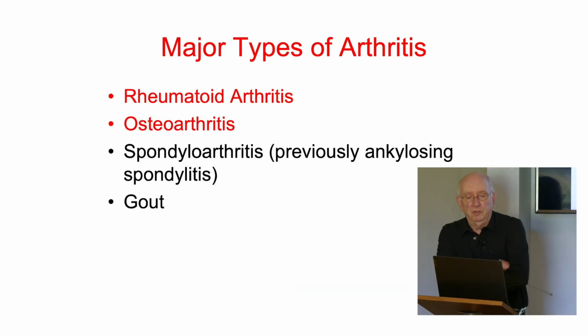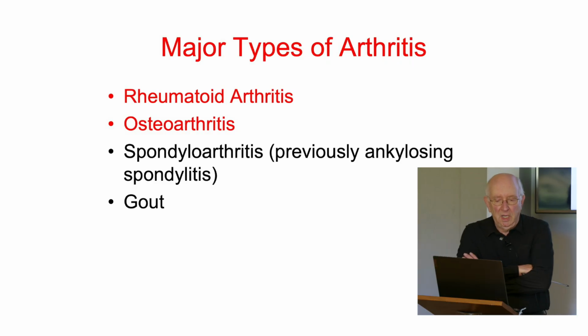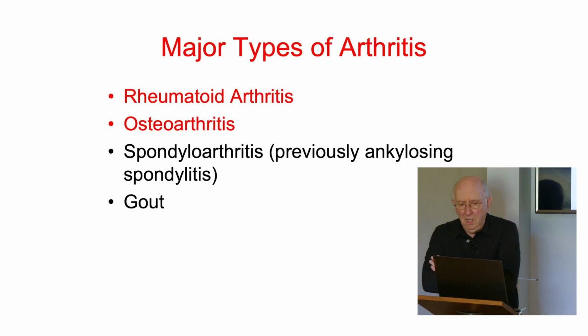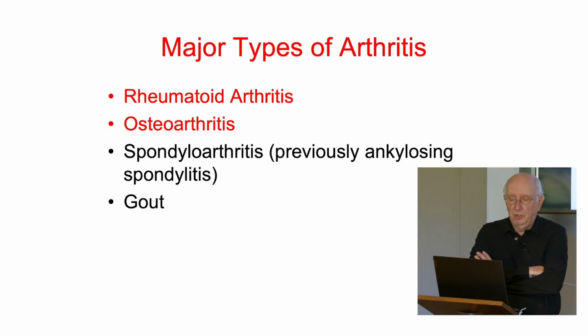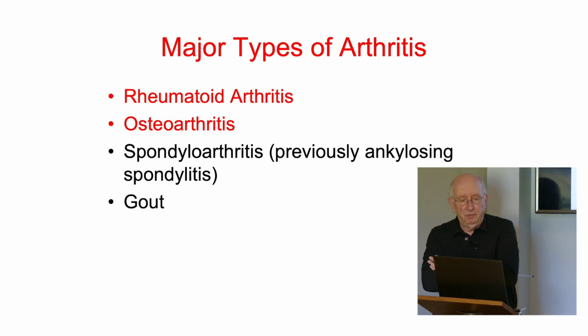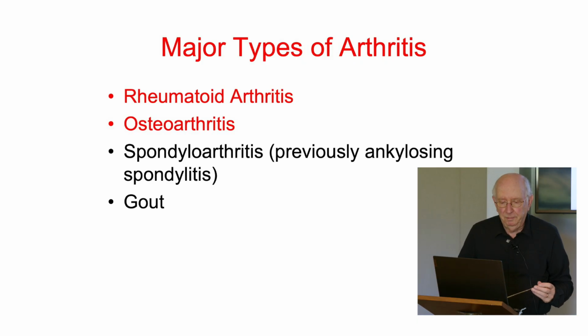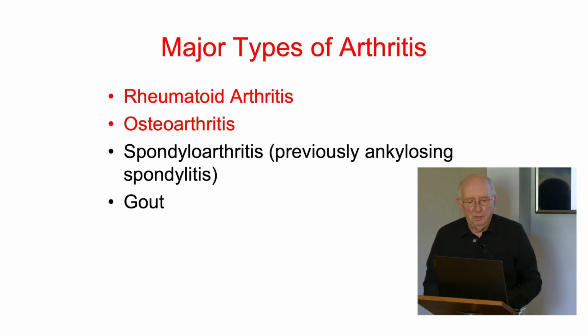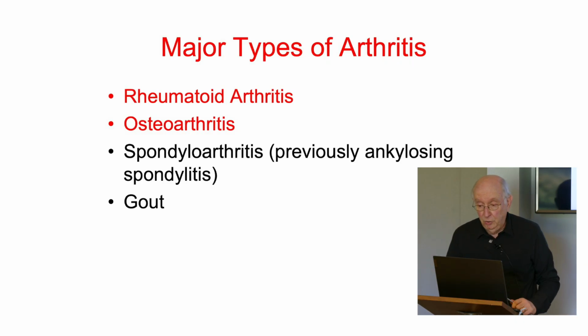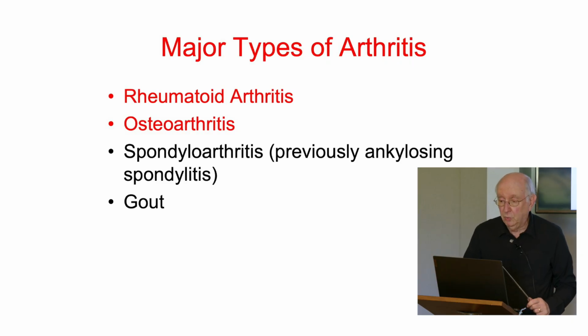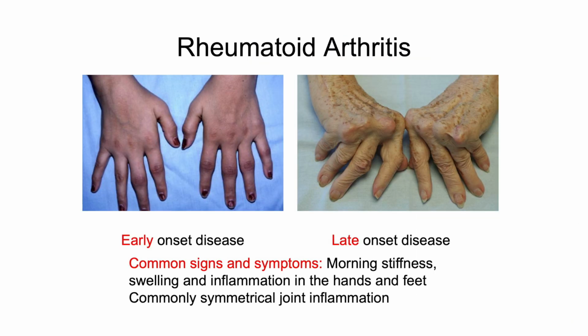So there are four major types of arthritis. The first one I'm going to talk about is rheumatoid arthritis. The second, osteoarthritis, which probably everybody in the room has to some degree. Spondyloarthritis, which we used to call ankylosing spondylitis, a type of arthritis not well known to the public, but very prominent in the population. And lastly, gout, which primarily affects men, but you do see it in women, particularly postmenopausal women.